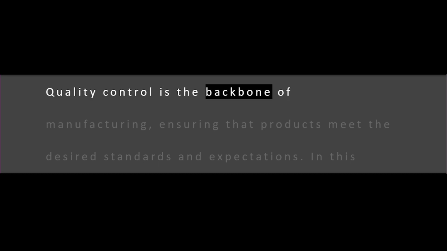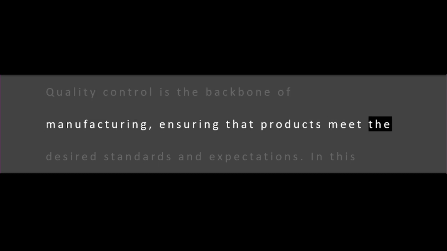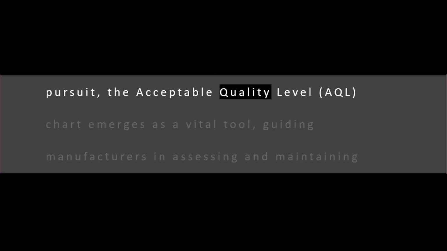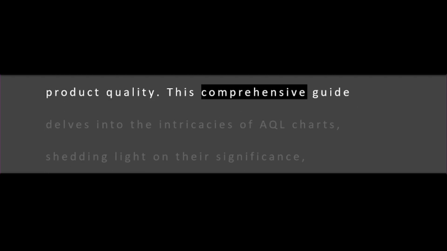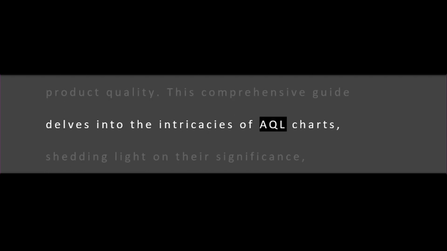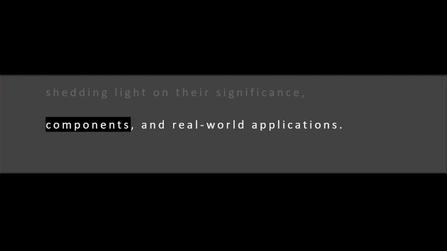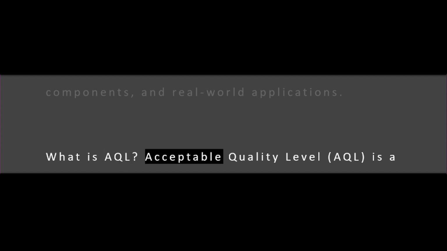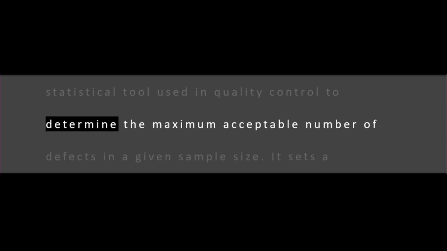Quality control is the backbone of manufacturing, ensuring that products meet the desired standards and expectations. In this pursuit, the Acceptable Quality Level (AQL) chart emerges as a vital tool, guiding manufacturers in assessing and maintaining product quality. This comprehensive guide delves into the intricacies of AQL charts, shedding light on their significance, components, and real-world applications.